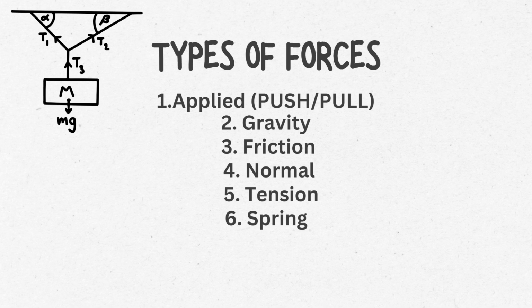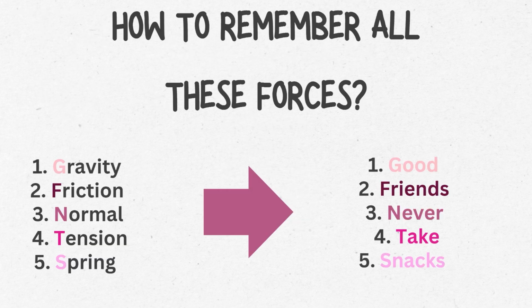You might be wondering how to remember all these different forces, as I just threw 6 at you all at once. Well, the last 5 can easily be remembered by a simple little mnemonic. You have gravity starting with G, friction starting with F, normal starting with N, tension starting with T, and spring starting with S. If you take all these letters, you can make a simple little mnemonic: good friends never take your snacks. So if you can remember that good friends never take snacks, you can remember that you need to look for a gravity, a friction, a normal, a tension, and a spring force.